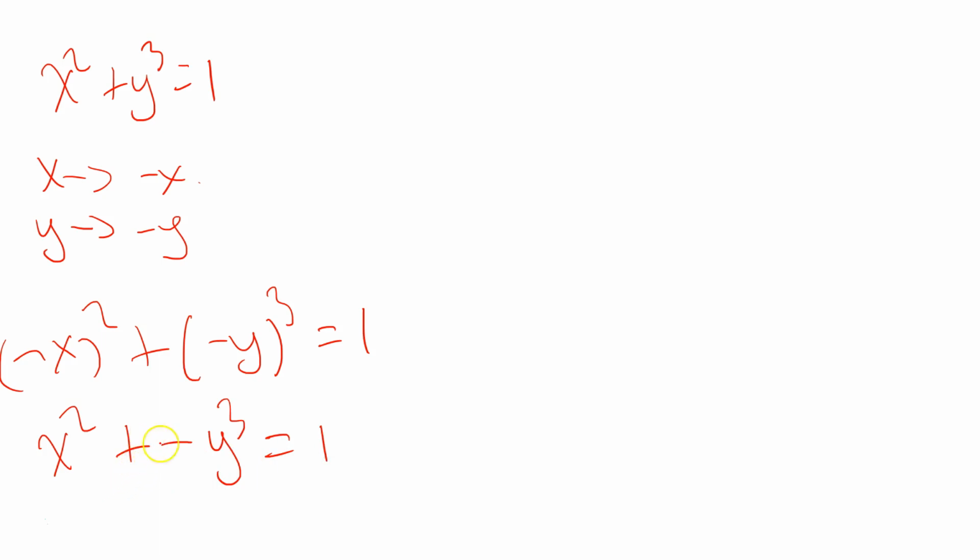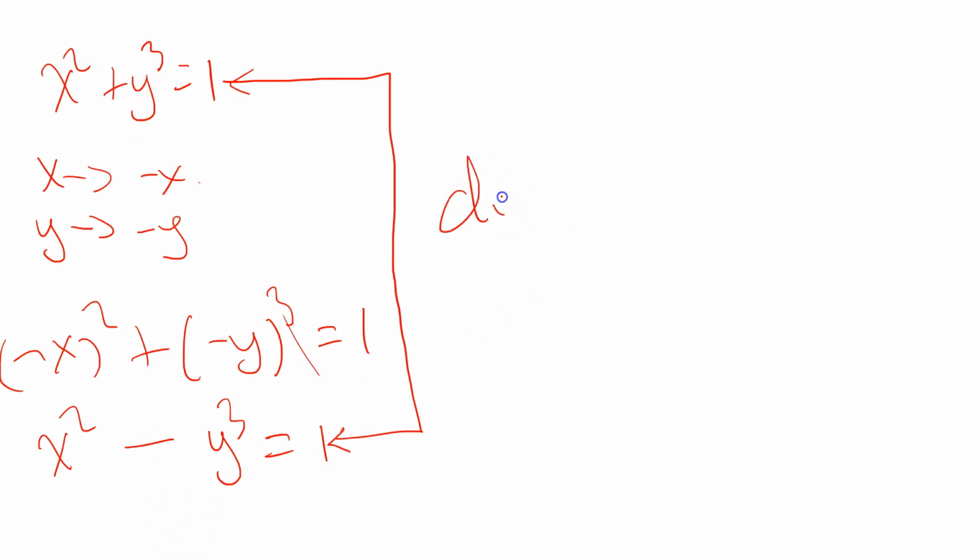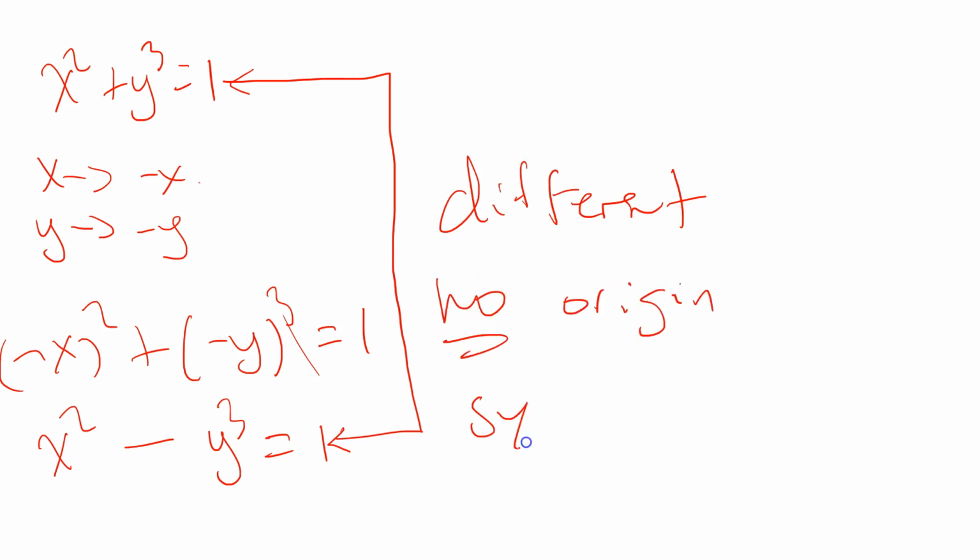And now when you have a plus and a minus together, you can equivalently write that as a minus. So then you can just put down a single minus. And as you can see, these two again are different. Those two equations are different because the original has a plus between x squared and y cubed, and the new one has a minus. Therefore, these are different. So we can say that we have no origin symmetry.